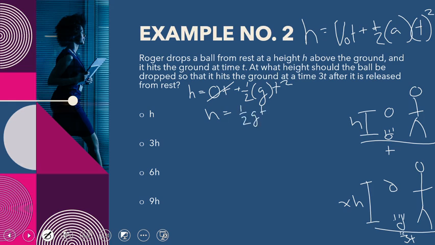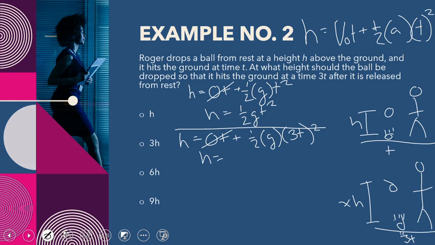Now let's find the height of the ball so that it hits the ground at a time 3t. So again, we're going to plug stuff in. The height is equal to 0 times the time, that does nothing, plus 1/2 times g, which we know means negative 10 meters per second squared. And this time it's going to be multiplied by 3t, and remember to square the whole thing. Anyways, we will simplify, and then we'll get that the height is equal to 1/2 times g times 9t squared.